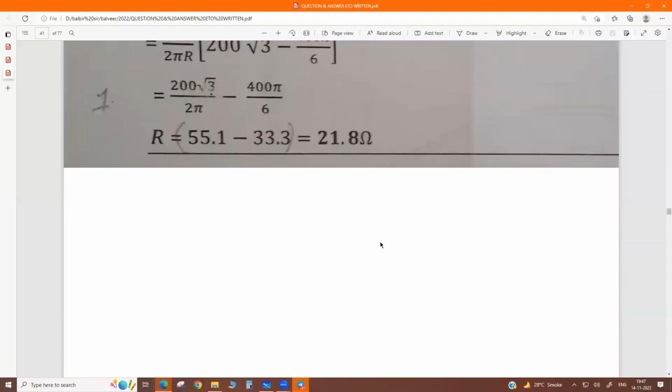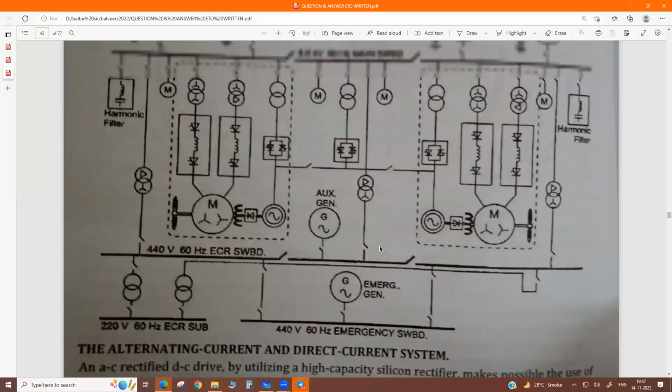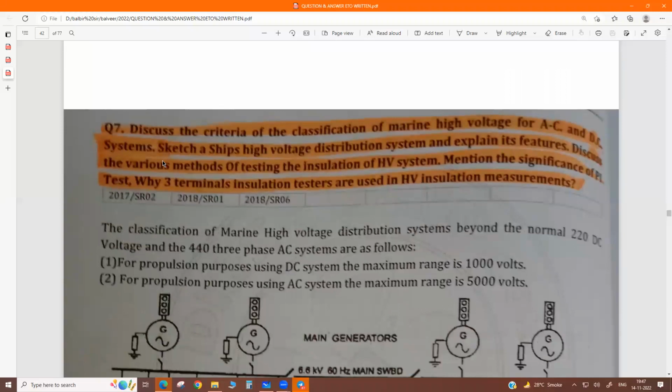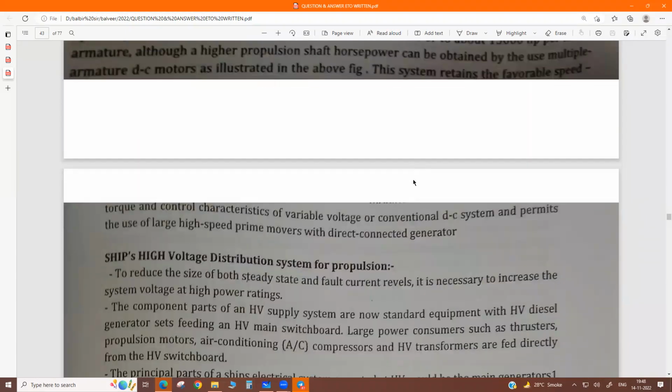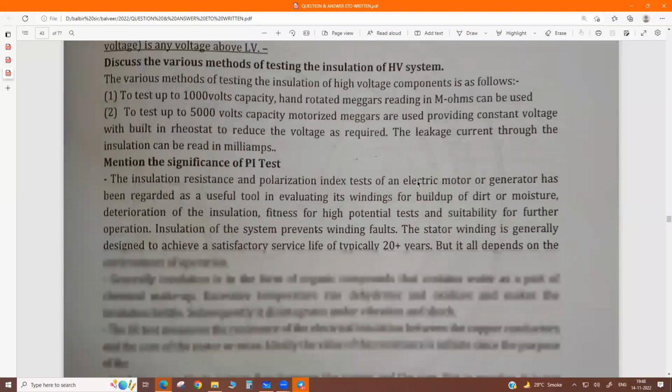Yeah, there was one question also there. See, this question was also asked: the criteria for classification of high voltage in AC and DC distribution systems and testing of insulation in HV systems. Why is a 3-terminal insulation tester used? Okay. Please read the things.